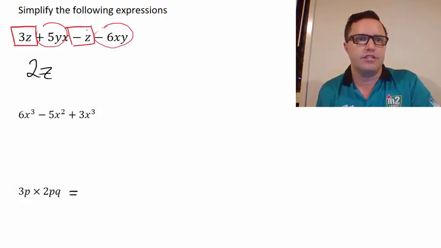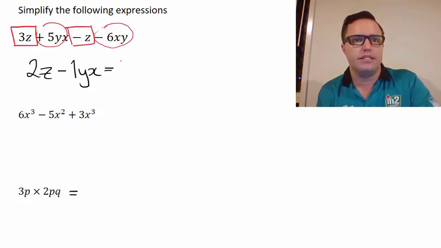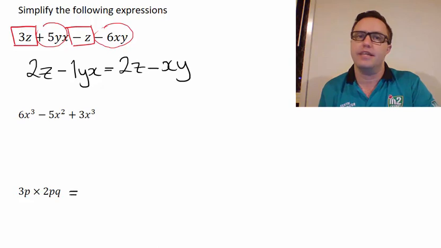And remember that these subtract signs belong to that term. It's really important. So now we have 5yx minus 6xy, so it's negative 1yx. We're going to rewrite this as 2z. We don't need the 1 out the front, and we should really write it in alphabetical order. So 2z minus xy.